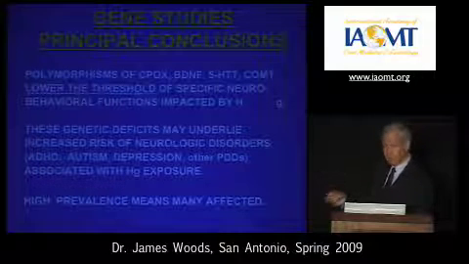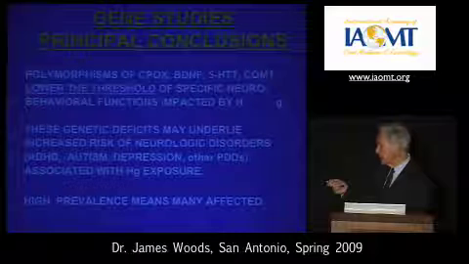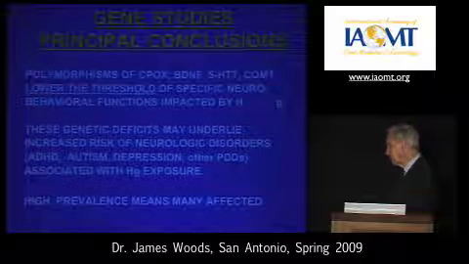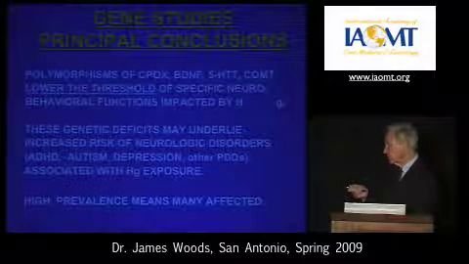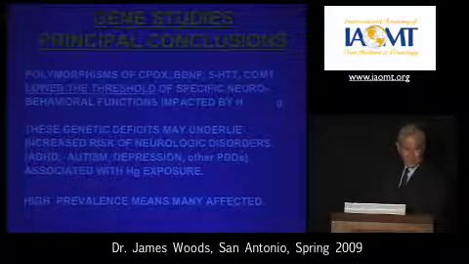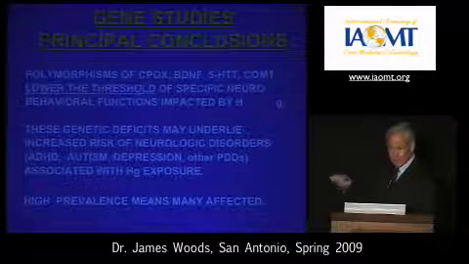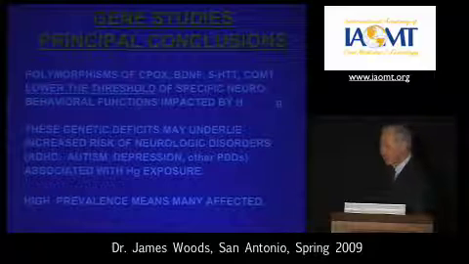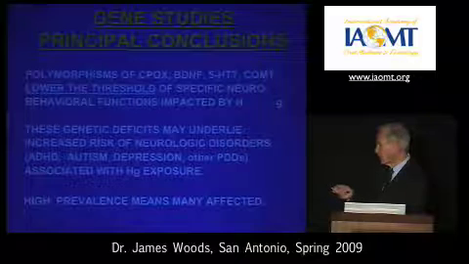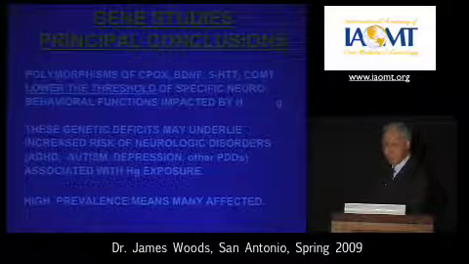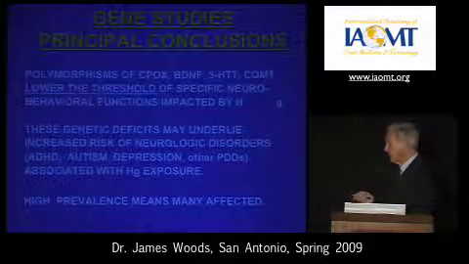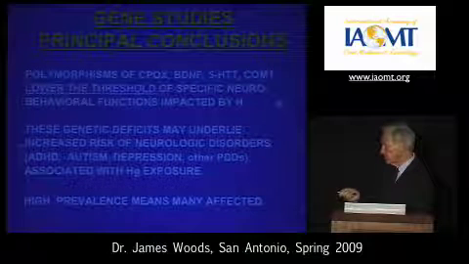These polymorphisms we see generally lower the threshold for the specific neurobehavioral functions impacted by mercury, which means that if you're totally devoid of a polymorphism, and I think that would be extremely rare for somebody not to have at least one of these, or in some other gene that we haven't even looked at yet, if you have one or more of these polymorphisms, you're likely to be at increased risk of the neurobehavioral effects of mercury, which is probably why we see so much concern associated with mercury exposure.